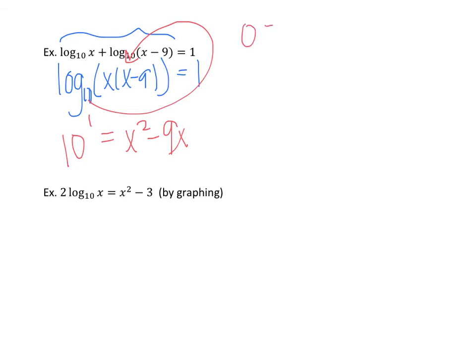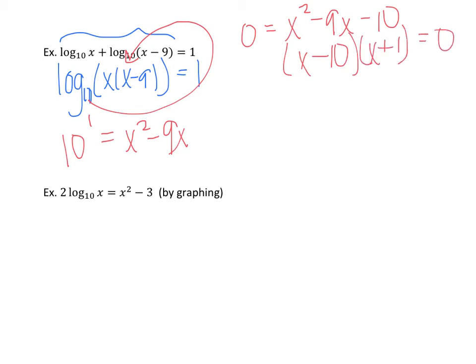So if I set that equal to 0, x squared minus 9x minus 10. Hopefully that factors nicely. Negative 10, positive 1. So x equals 10 and negative 1.